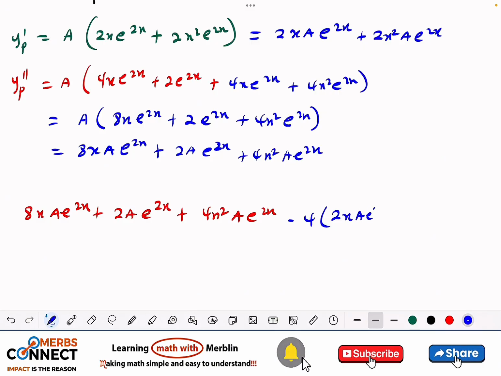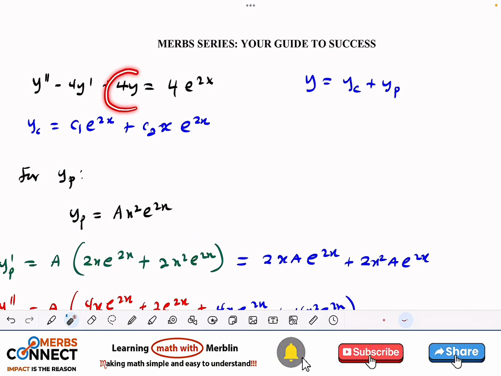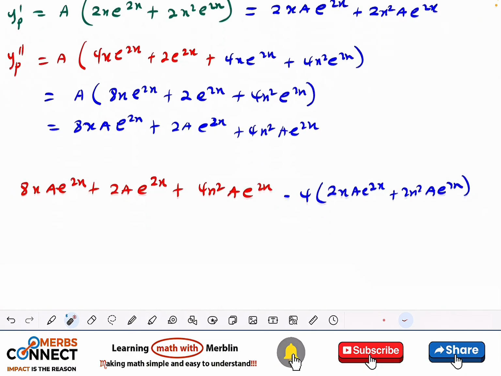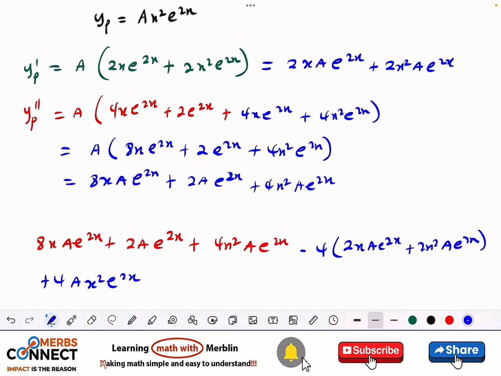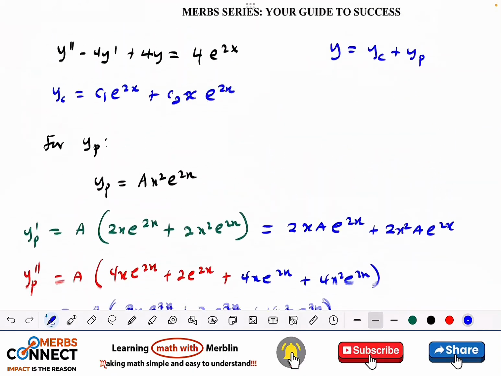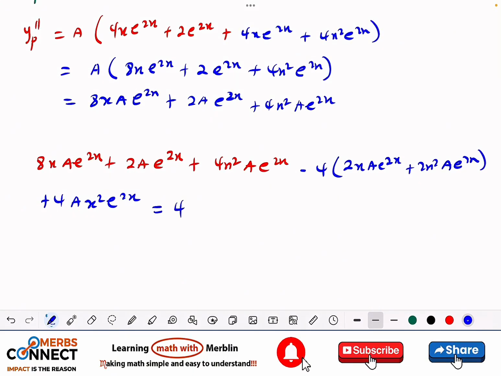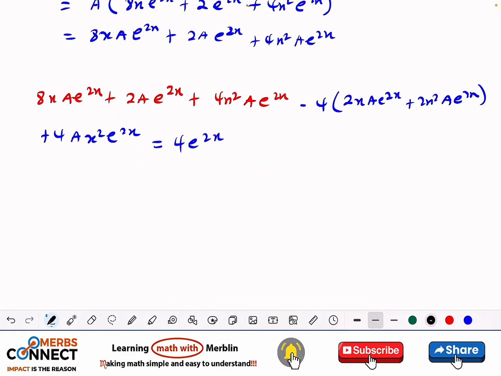2x a e to the power 2x plus 2x squared a e to the power 2x. Then plus 4y. So we know that y is this. So plus 4y. Y is a x squared e to the power 2x. Is that right? Good. And this is equal to 4 e to the power 2x. Good. So now let's try and simplify and then compare.